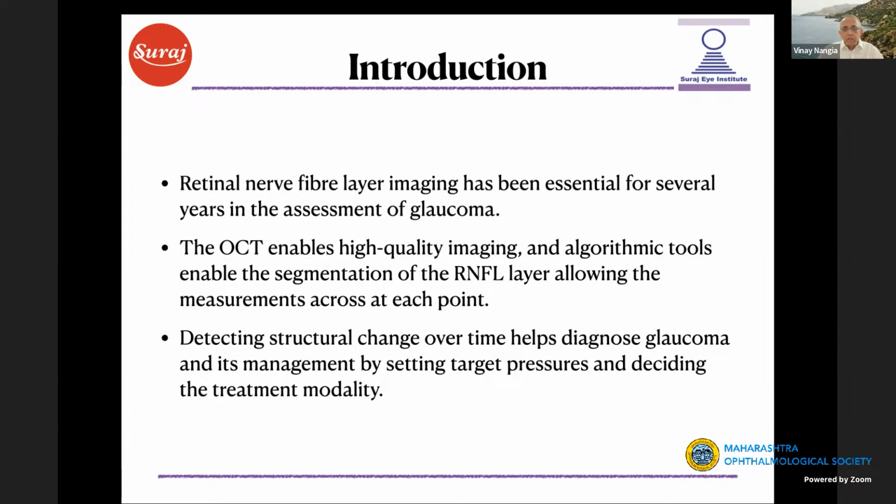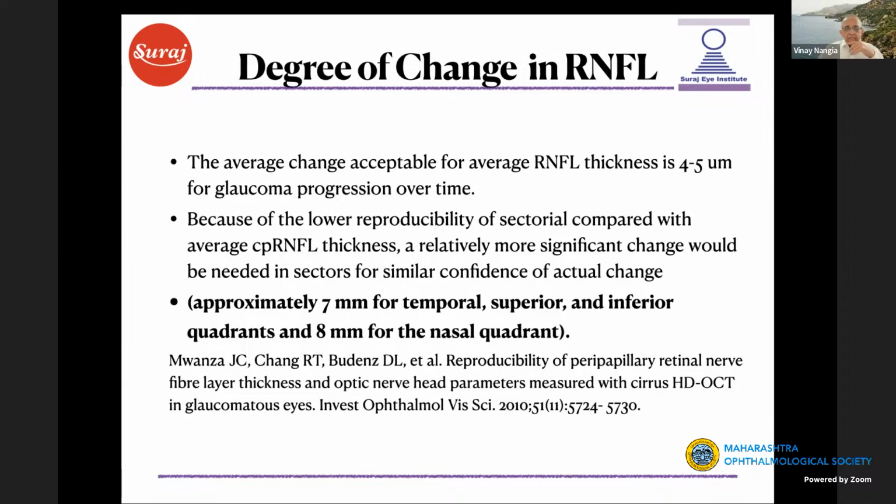Detecting structural change over time helps diagnose glaucoma and its management by setting target pressures and deciding the treatment modality. The average change that is considered acceptable for average global retinal nerve fiber layer thickness is a change of 4 to 5 microns for glaucoma progression over time. And because of the lower reproducibility of sectorial compared with the average global retinal nerve fiber layer thickness, a relatively more significant change would be needed in sectors for similar confidence of actual change.